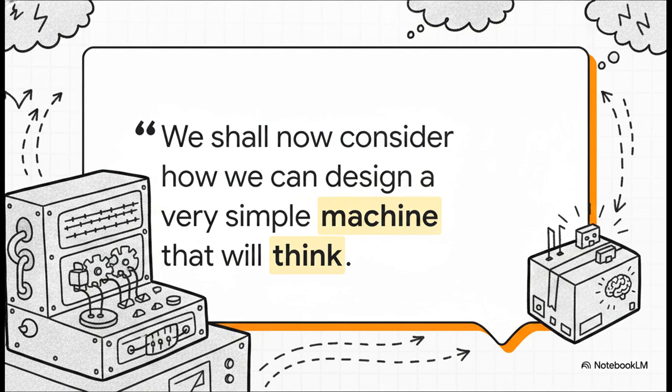In 1950, Edmund Berkeley prophetically wrote about his design for the Simon 1 relay logic machine. He said, "We shall now consider how we can design a very simple machine that will think." He actually wanted to build something small enough to fit inside a grocery store box. And that beautifully transitions our narrative from basic, giant calculators right into the radical concept of true personal thinking machines.